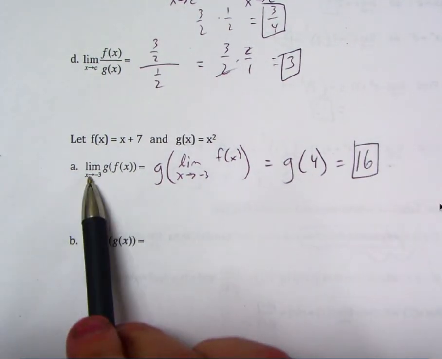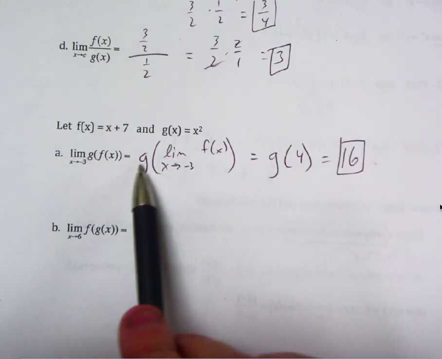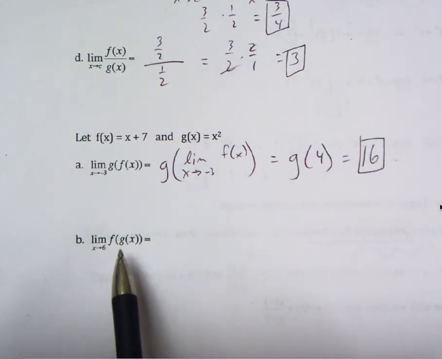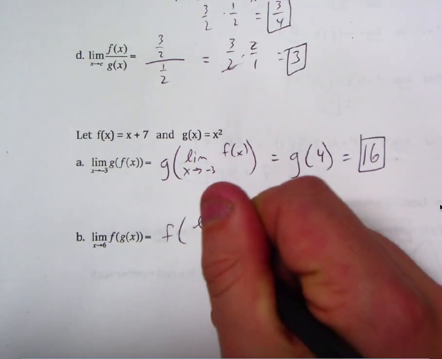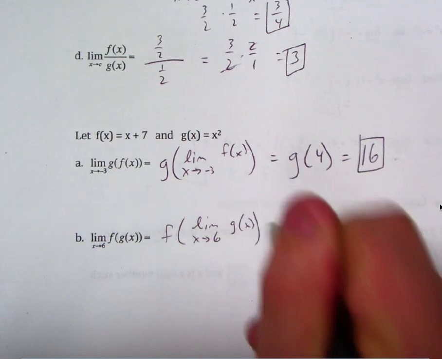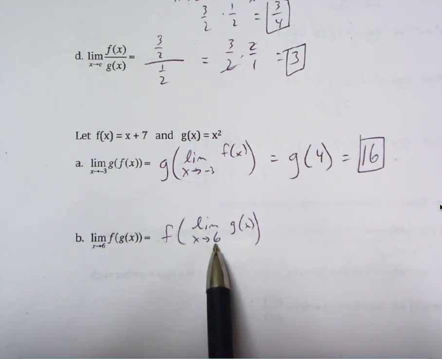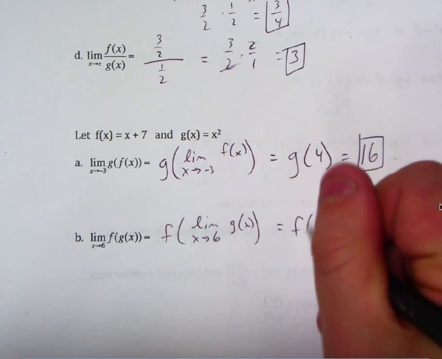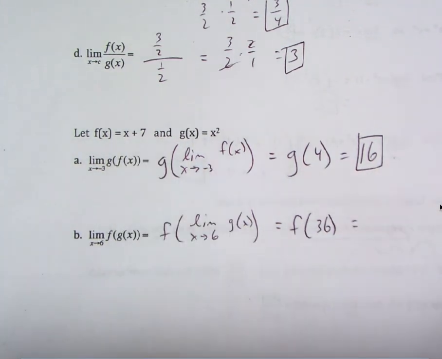So the limit of a composite function, you're allowed to take that outer function and write it in this form. So we have the limit of f of g of x as x approaches 6. Well, we can write this as f of the limit as x approaches 6 of g of x. And we can find the limit of g as x approaches 6. Put 6 in for the g function, you get 36. Now we have to find f of 36. So 36 plus 7 is 43.